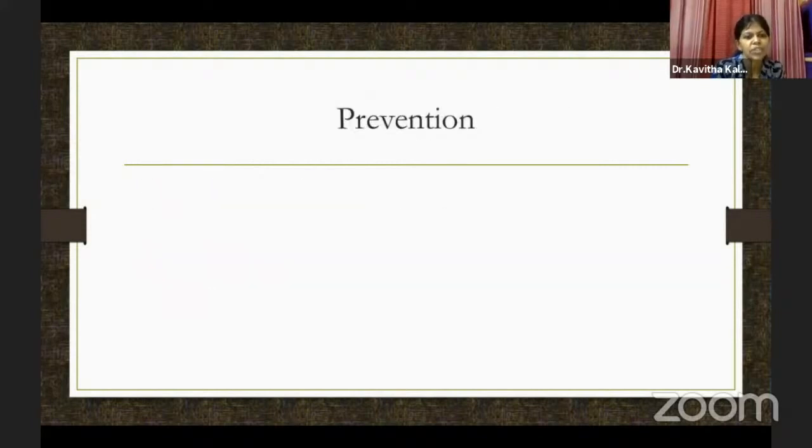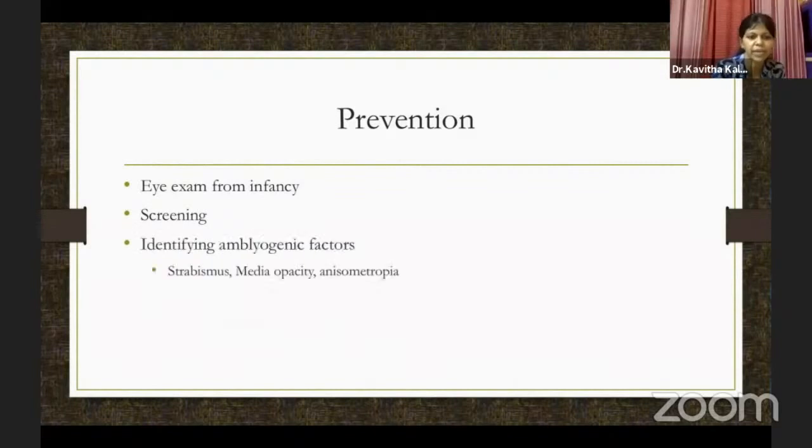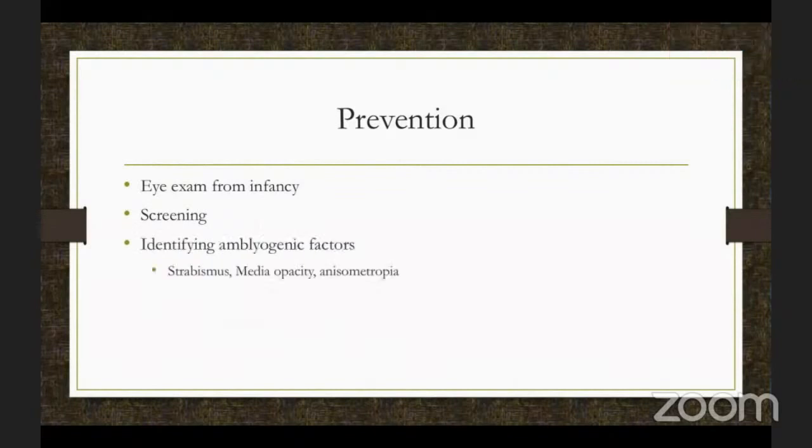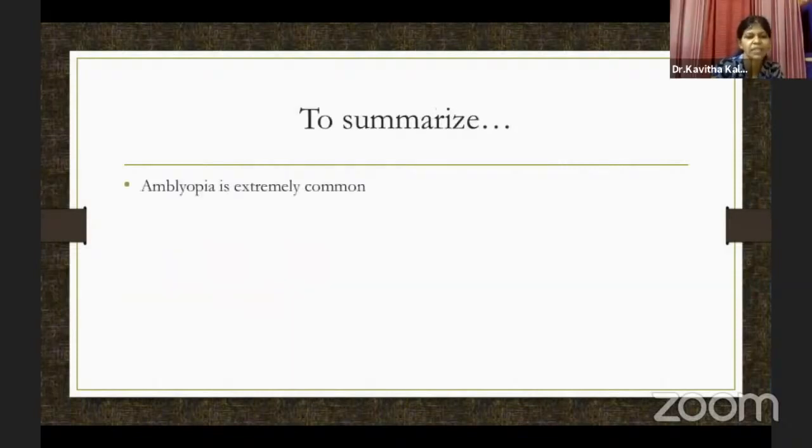So ideally, prevention is a better option. So eye exam from infancy is advocated. Screening: the aim of screening is to prevent amblyopia, identifying amblyogenic factors, treating high-risk patients, positive family history, etc. So to summarize, amblyopia is extremely common, but preventable and treatable if detected in early stages.